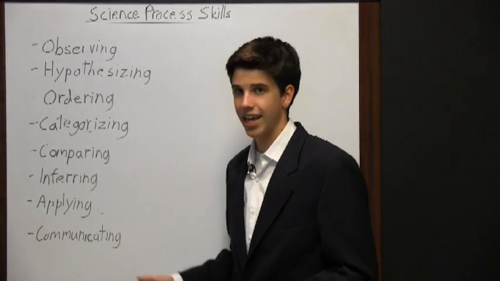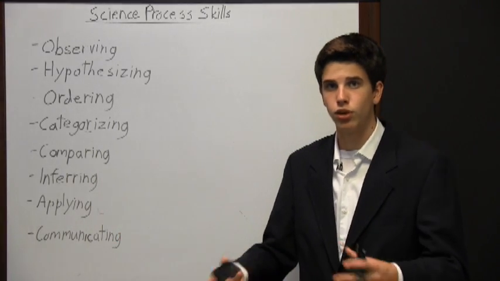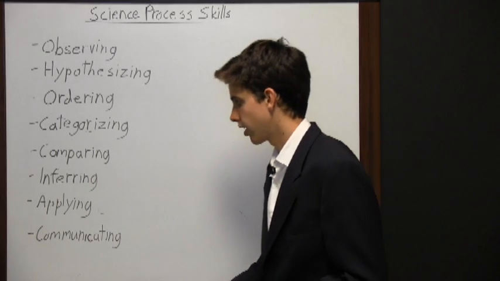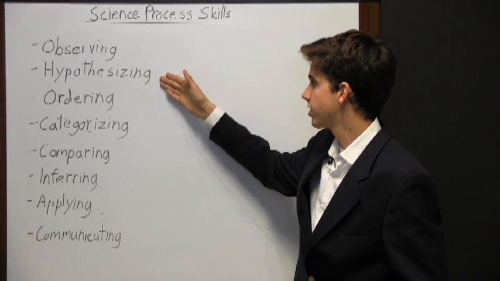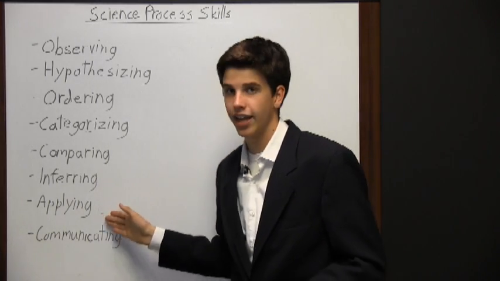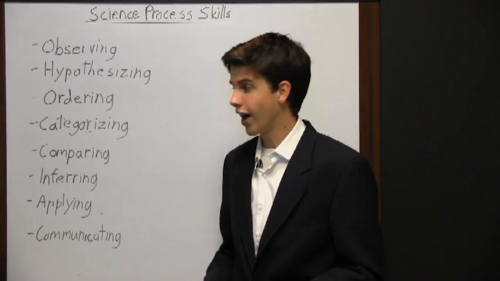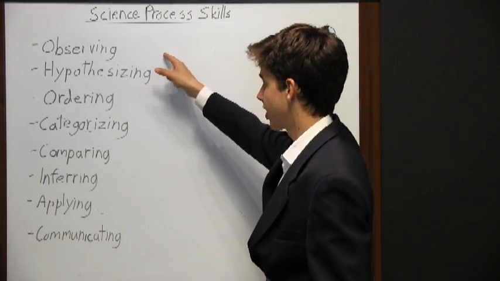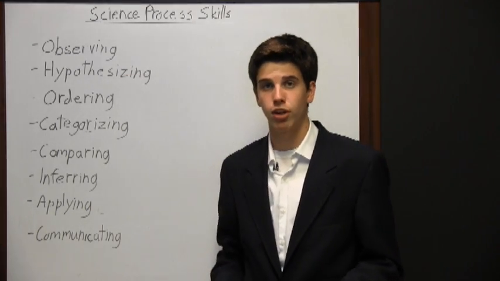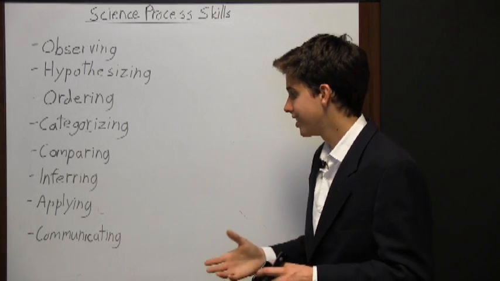Now, applying is taking a prediction and putting it into an experiment. In other words, you're taking your observation and your hypothesis of what might happen and actually applying it to an experiment. And finally, you have communicating, which actually goes hand in hand with observing, because observing is making an accurate description of something you have seen.